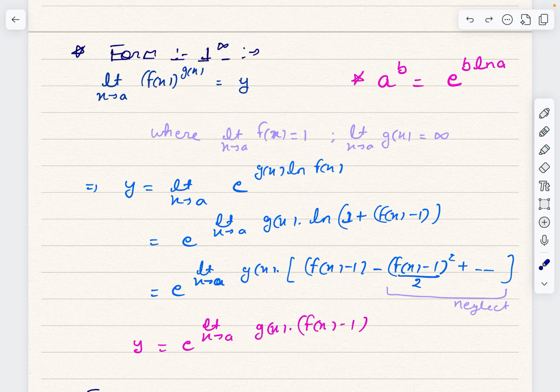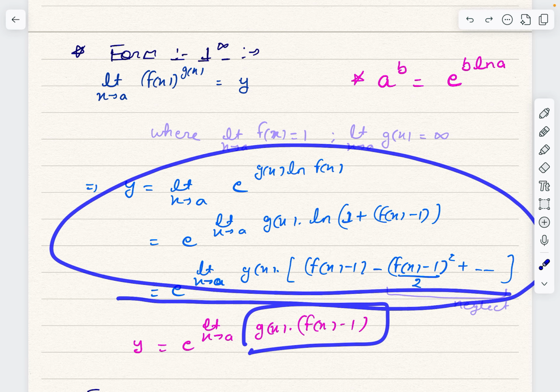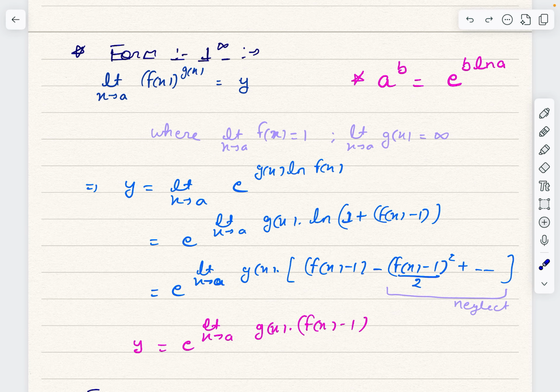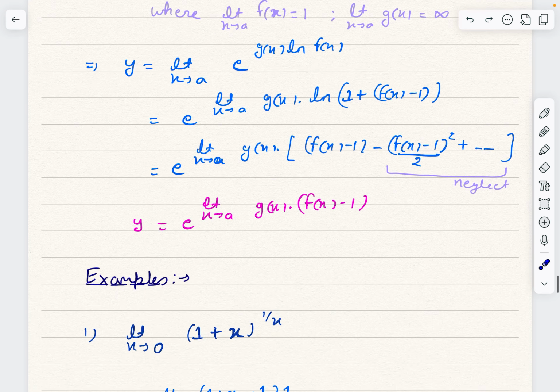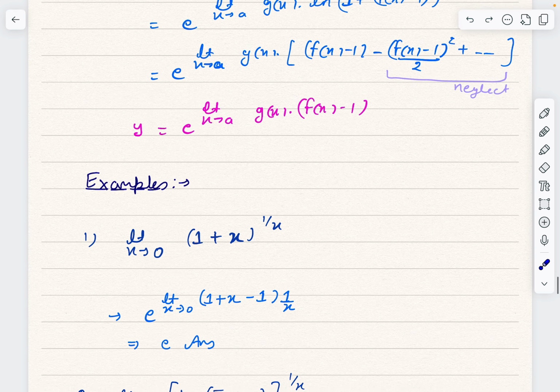Like I told you, first use this formula. If you get a finite or a determinate number, then that is the final answer. But if you still get indeterminate form, then we'll have to use this procedure here, what we have done. We'll see with the help of examples, guys. Let us start. First, a very simple example I'll discuss here.